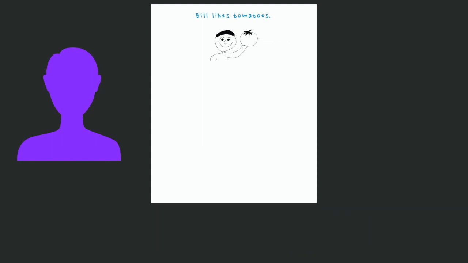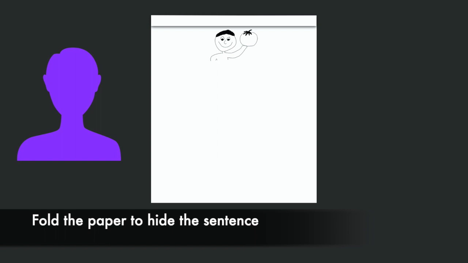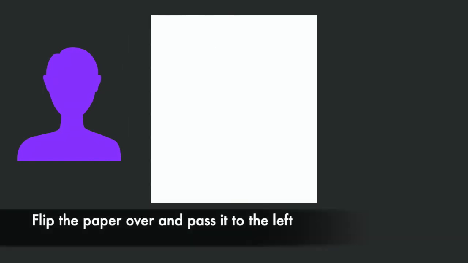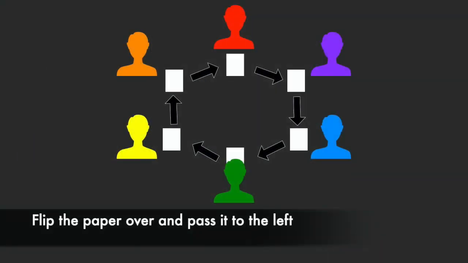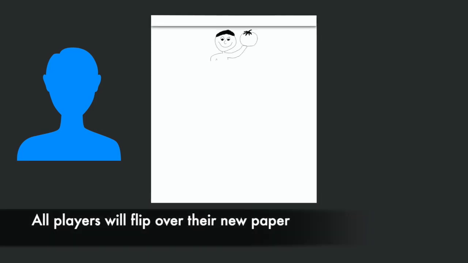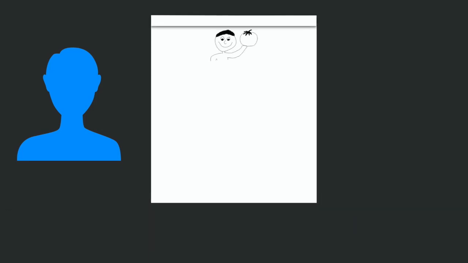After the player finishes their drawing, they will fold the paper so the sentence is hidden from the next player, but their drawing is still visible. They will then flip the paper over and pass it to the next player to their left. After each player has completed their picture and passed their paper to their left, all players will, once again, flip over their paper and look at their new sheet. So this player would see the picture the previous player drew.